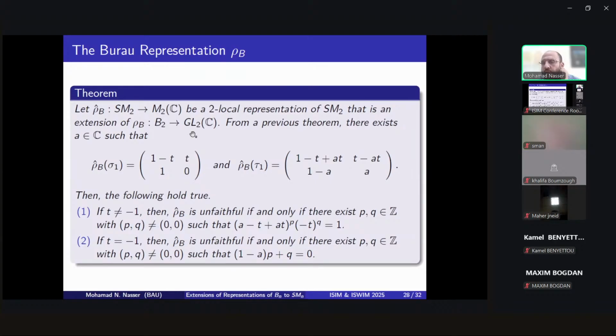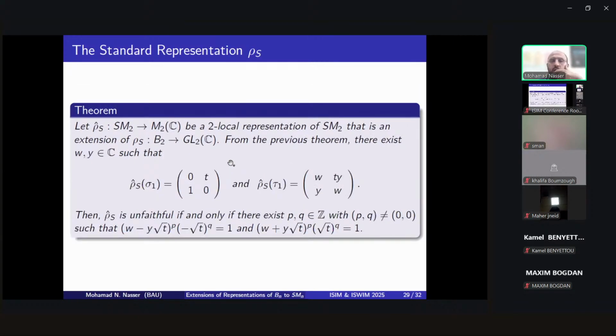Now, the second result: I studied the faithfulness of these representations. One of the reasons why I study faithfulness is to study the word problem of this group or this monoid. I proved a necessary and sufficient condition for the faithfulness of the extension of the Burau representation to SM_n, but in the case n equals 2. It's still an open problem for n greater than or equal to 3.